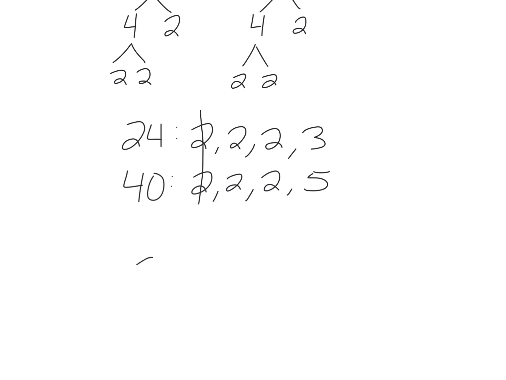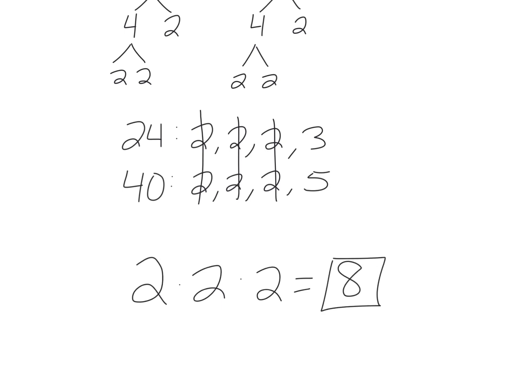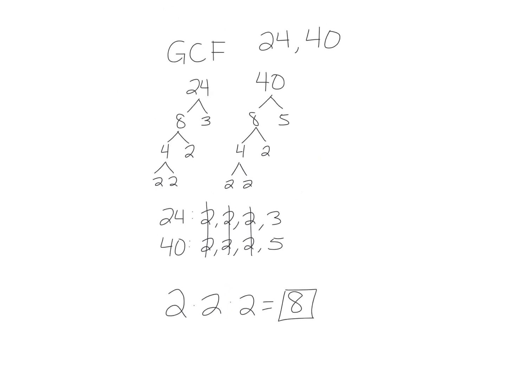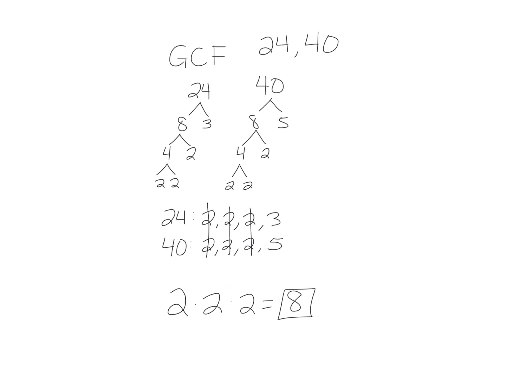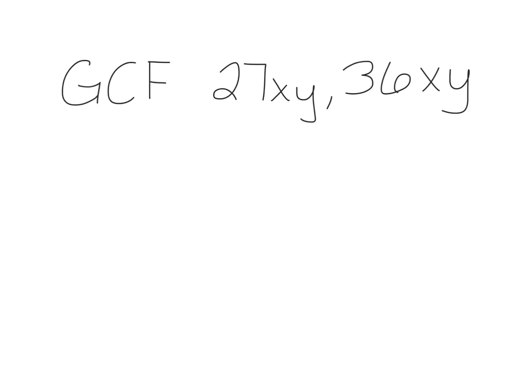They have a 2, so I'm going to take a 2 to represent that pair. Okay? Then they have another 2, take a 2 to represent that pair. And then they have another one, right? Times 2. Okay, what do we do with those three terms? Multiply. What do we get when we multiply? 8. Okay? So if you guessed 8 at the beginning, nice job. Any questions on that example with greatest common factor? Okay. And try this one.